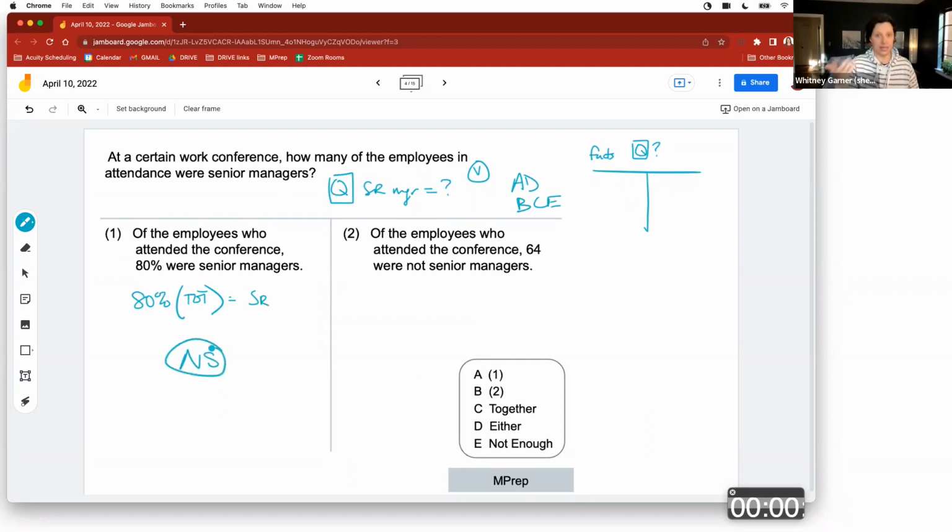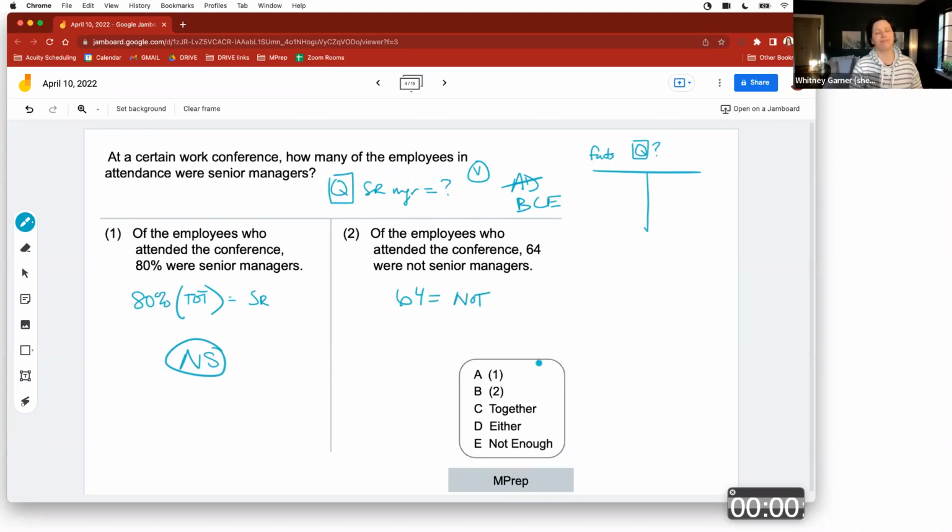Now, again, I tested out cases. You might also say, this is essentially an equation with two variables. So how am I supposed to know? Right? I don't know. So you could use the algebra if you felt comfortable. So statement one, not sufficient. I'll eliminate A and D. Move to statement two. Of the employees who attended the conference, so again, total, 64 were not senior managers. Okay. So this time it's a number. 64 were not senior.